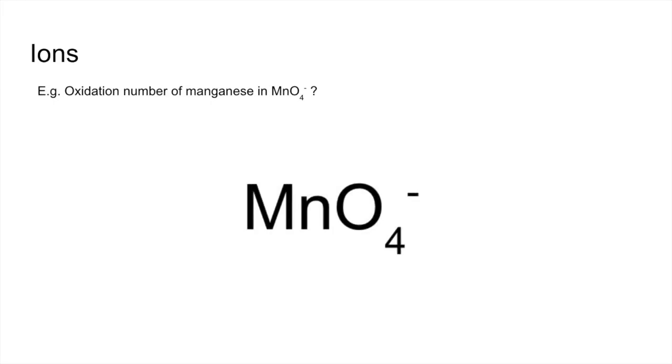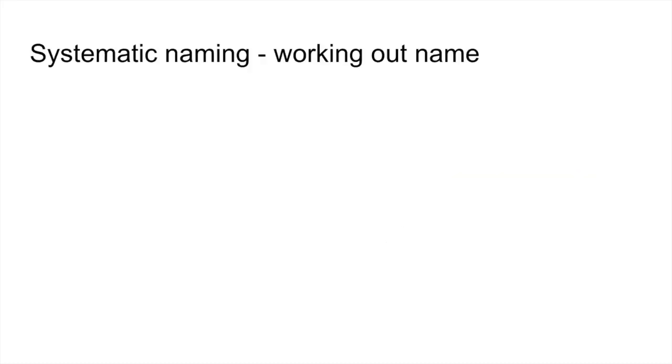So again we'll do the same thing. Rule number 1, put in the oxidation numbers that we know about from the rules. So there's 4 -2s for those 4 oxygens. The overall charge is -1 now. So we've got basically -8. We've got to be left with -1, so the manganese is going to have to be +7.